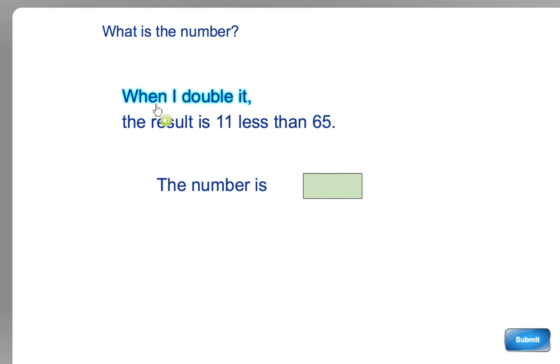I'll do one more for you. When I double it, the result is 11 less than 65. So 11 less than 65 is 54. So I've done that part first. And when I double it, so I need to halve 54. Half of 54 is 27.